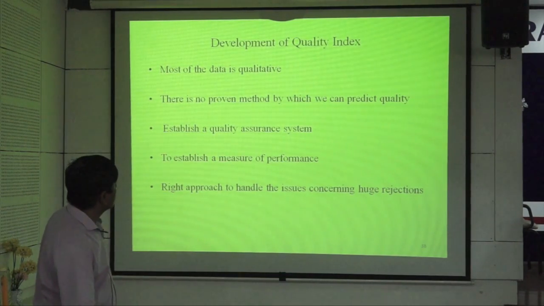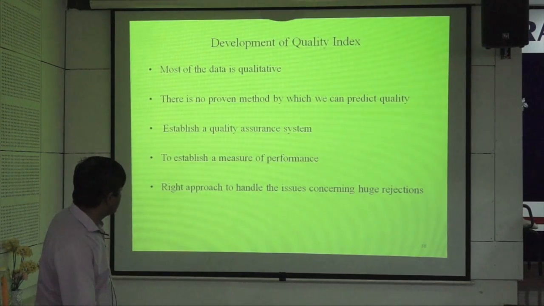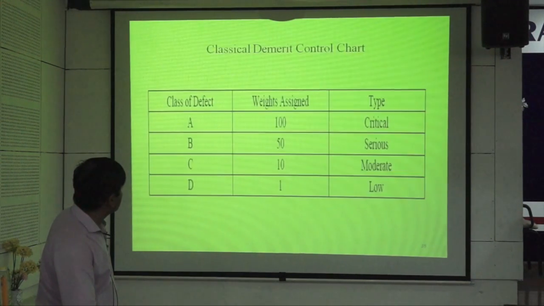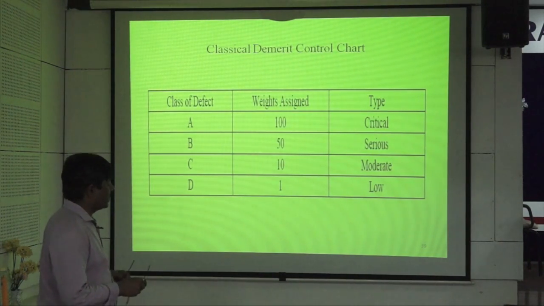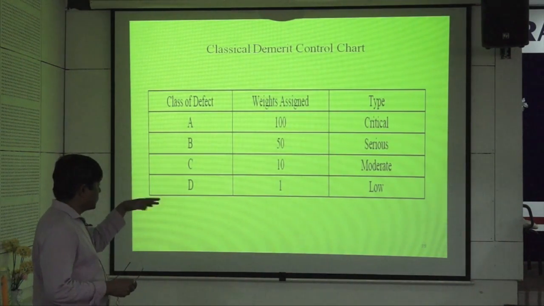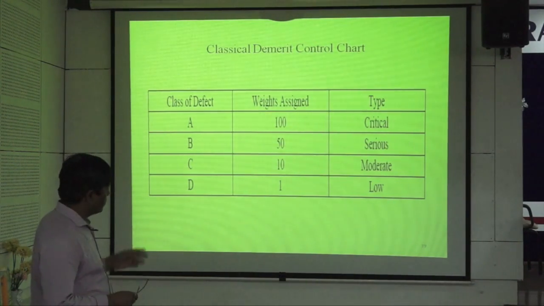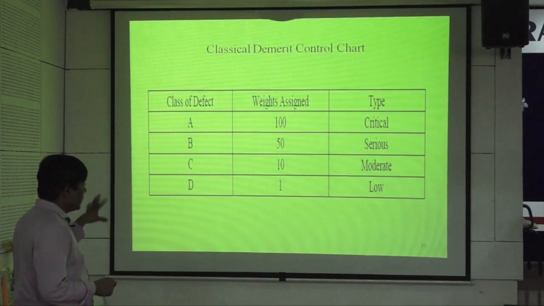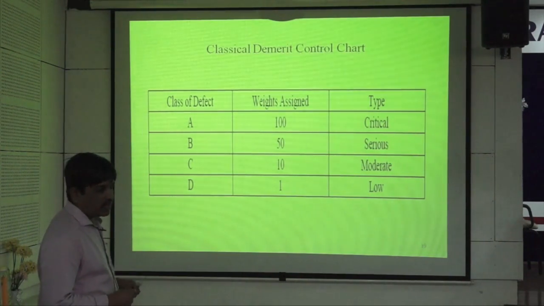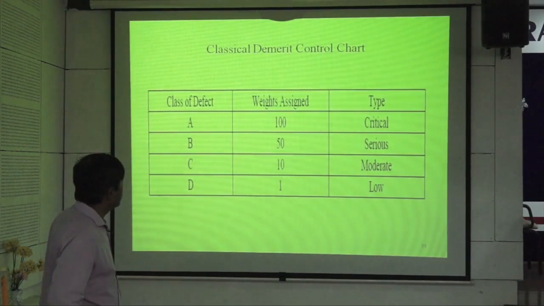As most of the data was qualitative, we wanted to know the quality index. For this purpose we use the demerit control chart approach. So this is the classical method of construction of the demerit control chart. What Dodge suggested in his method is that the defects should be classified into these four categories. This is called the classical approach of plotting the demerit control chart.